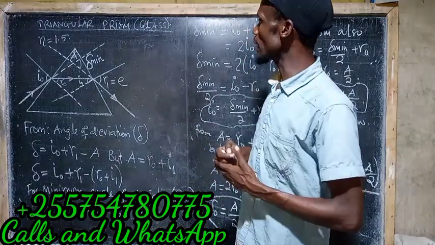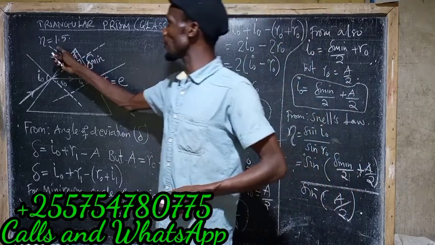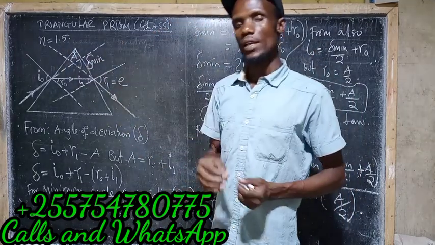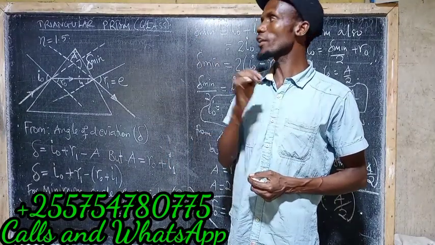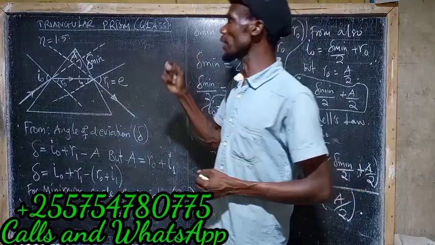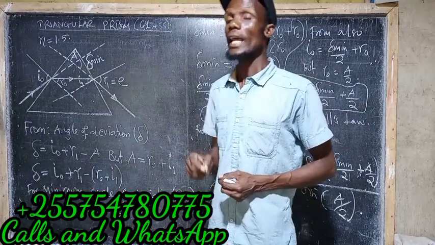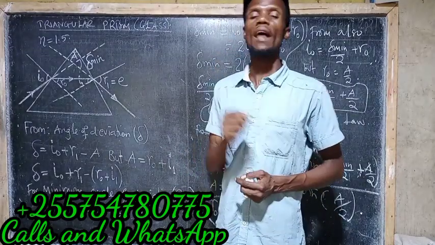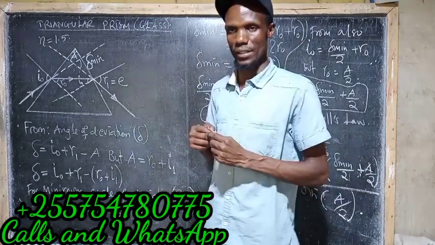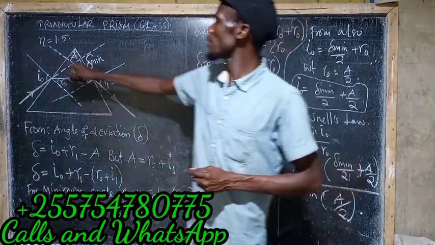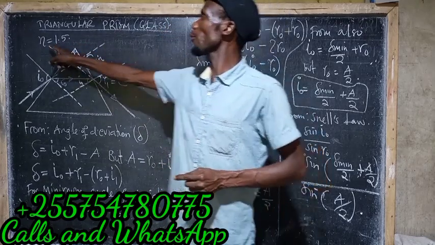Sasa leo tunataka kuangalia how we can determine the refractive index of the triangular prism. Sasa most of the students are confused and think that the refractive index of the triangular prism should be different from that of glass. Remember, a triangular prism is made of glass, so it cannot be different from those other glasses. So in short, we say the refractive index of the glass, that is triangular prism, is 1.5.